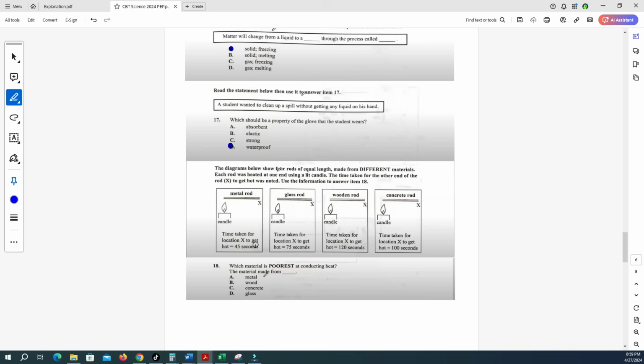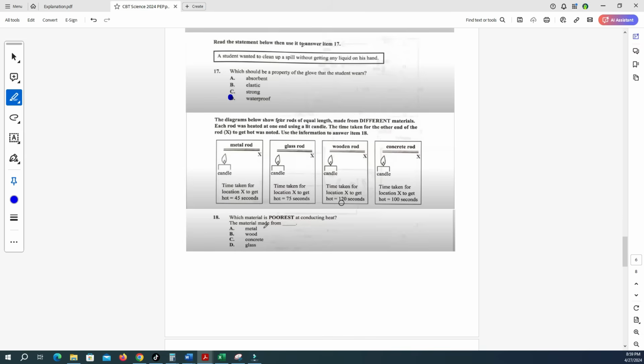So this is time taken for location X, 45 seconds. That must be metal, right? Time taken for location X, the glass, it takes 75 seconds. So time taken for location X, this is wood, 120 seconds, and this is 100. So this will take longer. So I would choose wood.